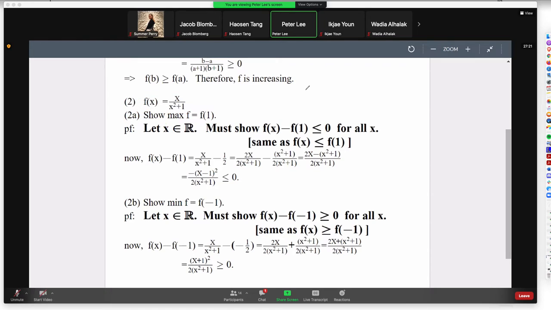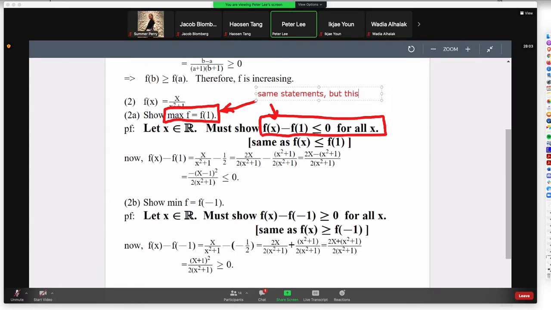So now what I'm going to do is I'm going to clear this. The statement right here, max f is equal to f of 1, we now translate into a statement which we can actually show. And that statement right here, max f is equal to f of 1, actually means this right here: f of x minus f of 1 is less or equal to 0 for all x. So these two are the same statements.